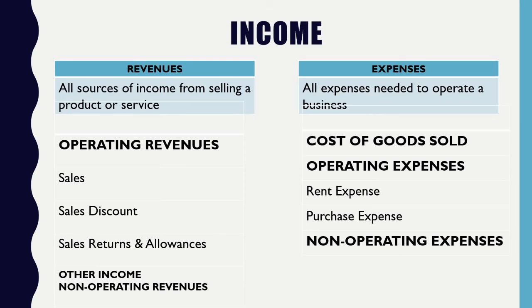Cost of goods sold we talked about before, right? It's directly correlated to selling a product. So in this case, your cost of goods sold, literally, what is the cost it takes you to sell your goods? Okay? So that's going to be your inventory, directly correlated to your inventory. Okay? Operating expenses is going to be everything it takes to operate your business. So again, rent expense, purchase expense, advertising expense. Okay?